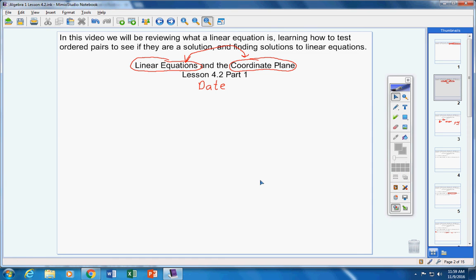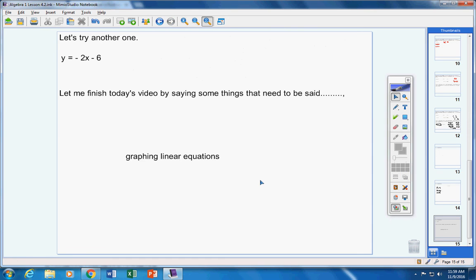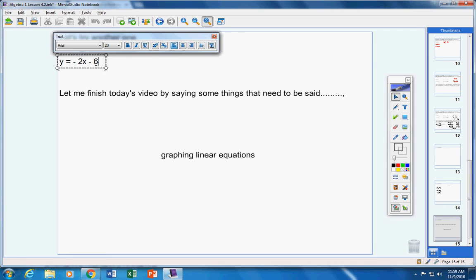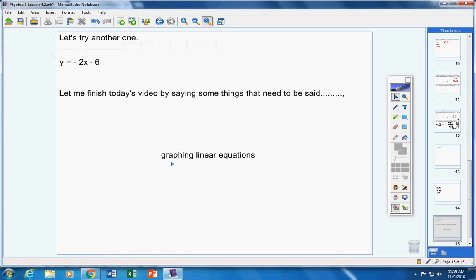Because really, the rest of lesson 4.2 is about graphing linear equations. And I'm going to tell you right now, if you cannot find a solution or 2 or 3 solutions to a linear equation, then you will not be able to graph the linear equations. So you need to understand this, okay? That's all for today.